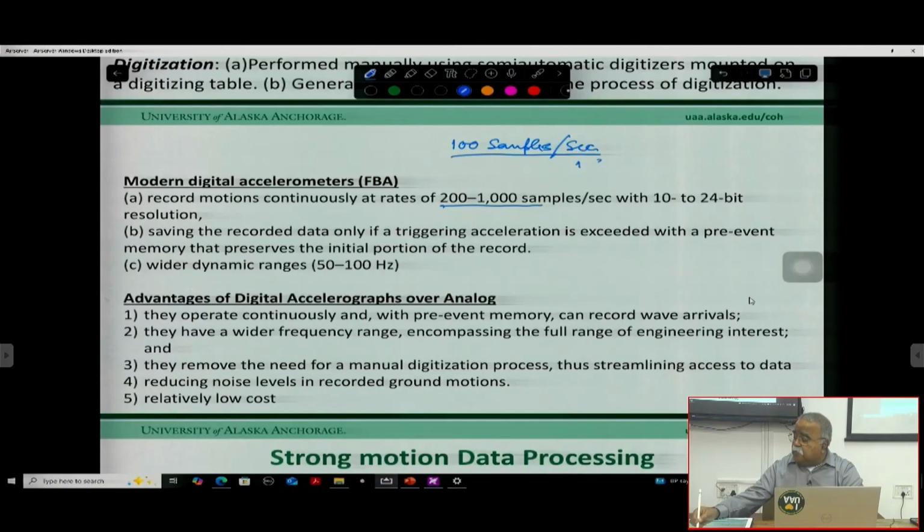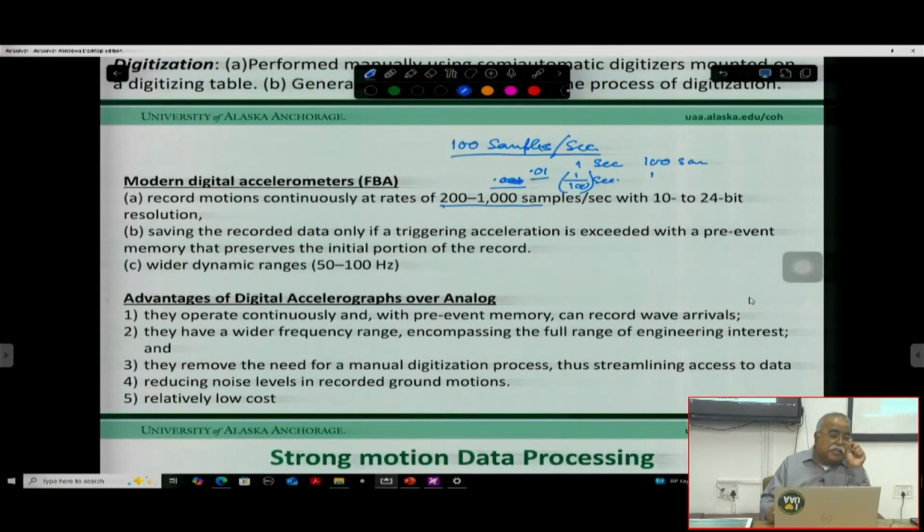It means in 1 second there are 100 samples. So 1 by 100 second is equal to how much? 0.01, right? 100 samples means 0.01 second. That's your time step, so that's that many samples.